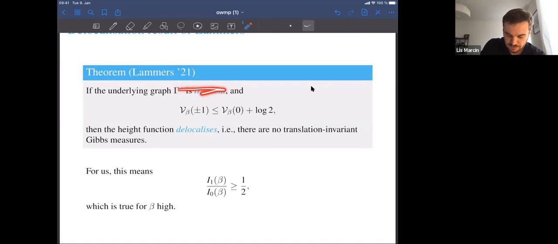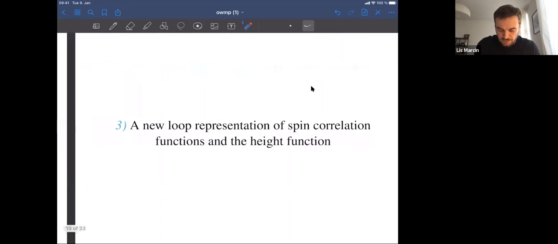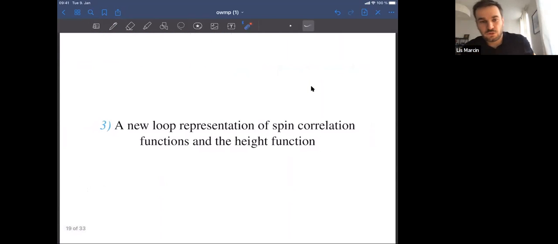So you can think of this as Pete giving us the result that the height function, also on the square lattice, say, delocalizes at low temperature. So we have this dual model, which is a height function model. By Pete's result, there is a finite temperature where it delocalizes. And what we do with it is we want to try to translate it, make a statement about the two-point spin correlation, not the height function.